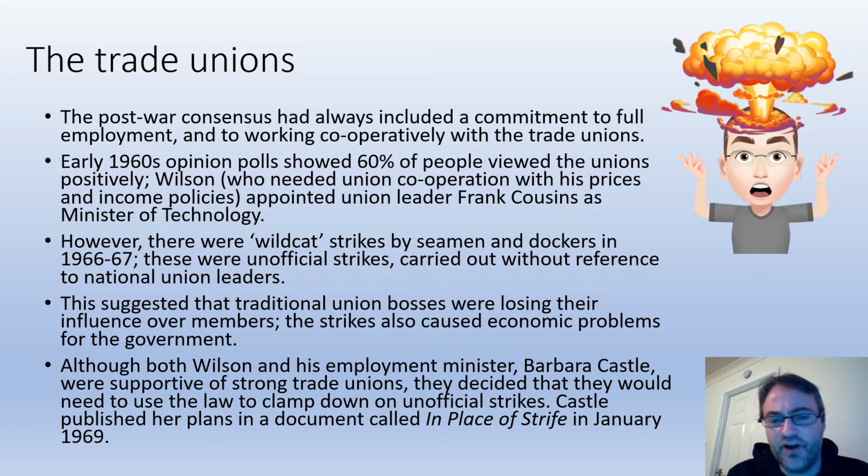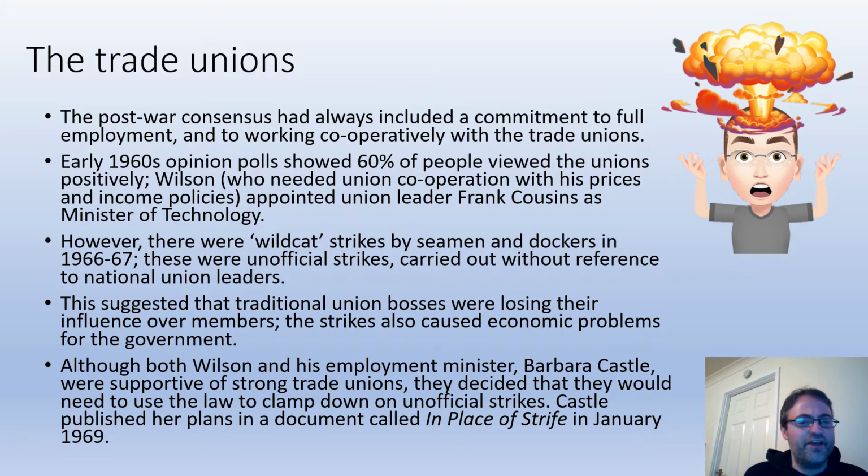Now, a wildcat strike is an unofficial strike. This is a strike which breaks out in a local area among local union members without permission from the top, without even referring necessarily to national union leaders. And these wildcat strikes are carried out by dockers and by seamen in 1966 through to 1967.